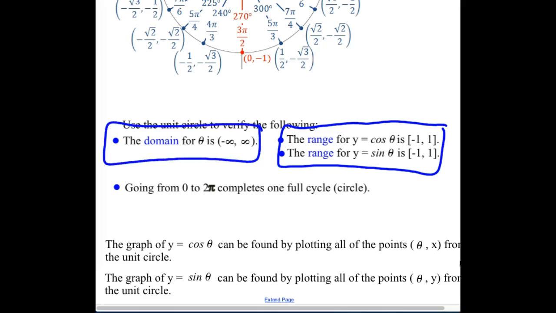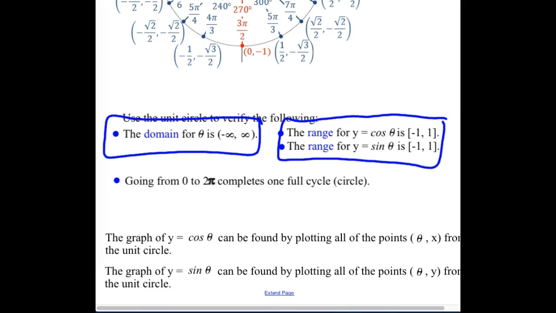This says the domain of theta is everything. Think about it. Could we keep spinning around that unit circle over and over and over and over again? Yes. So my angle can be anything. I can spin in a positive direction and go into infinity. I can spin in a negative direction and go to infinity. Would you agree that going from 0 to 2 pi completes one full rotation?